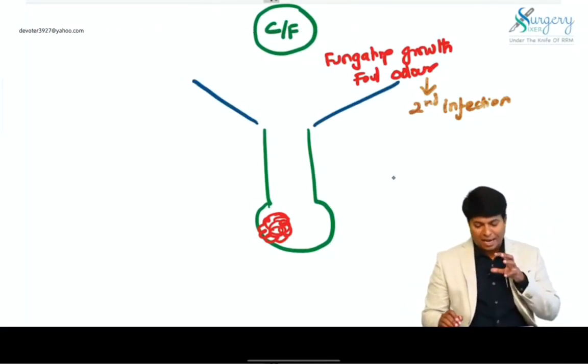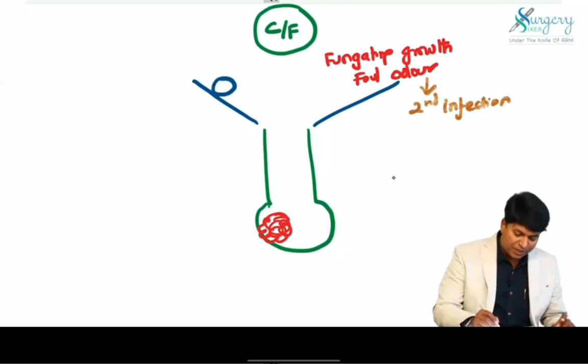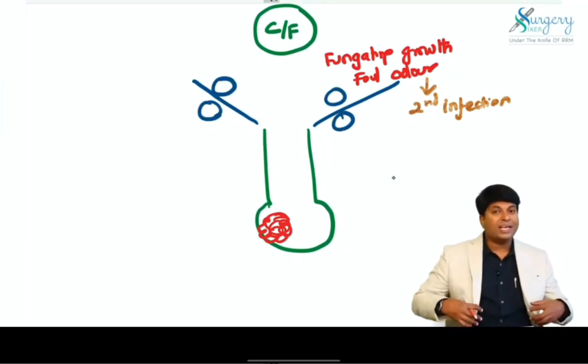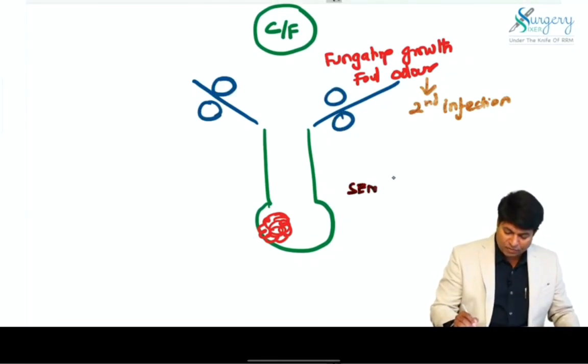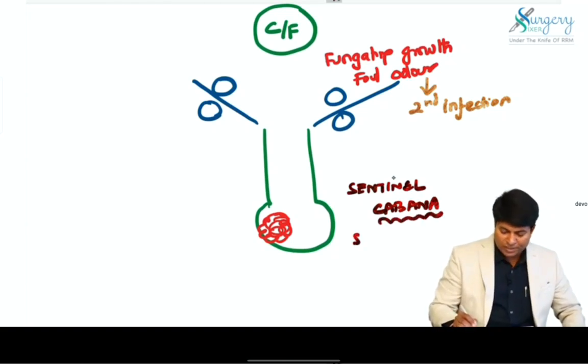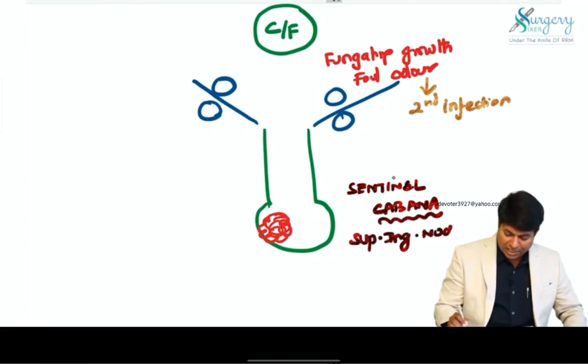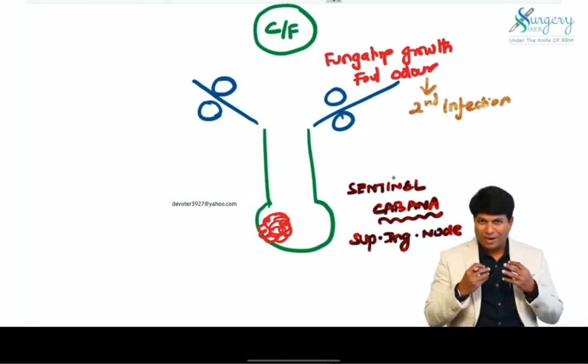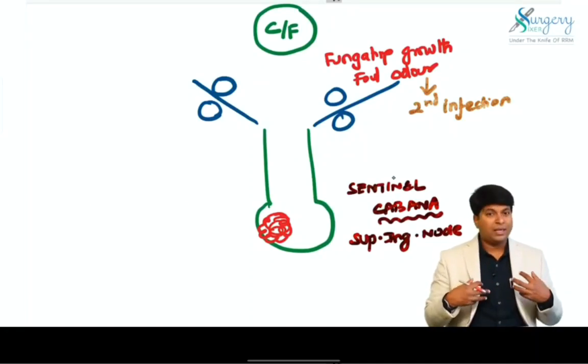Along with the ulcer, growth and discharge, they present to you with inguinal nodes. So the sentinel node of cancer penis, where is it? The sentinel node of penis is known as the Cabanas node, which is nothing but the superficial inguinal node. So the patient presents with a fungating growth with a foul-smelling odor, and then with inguinal nodes.